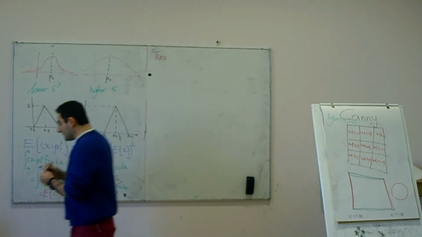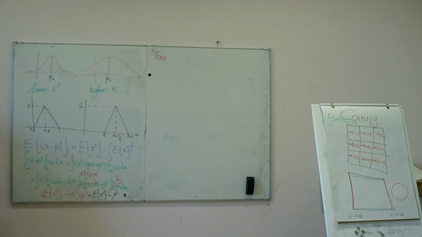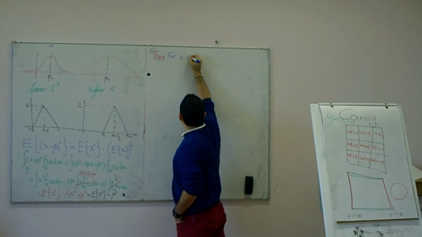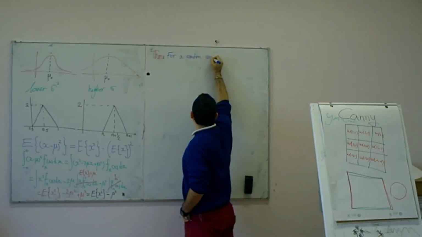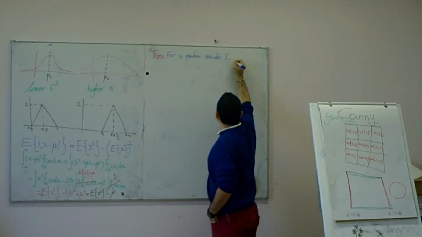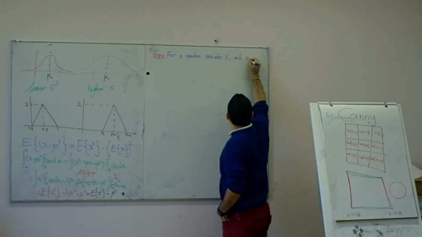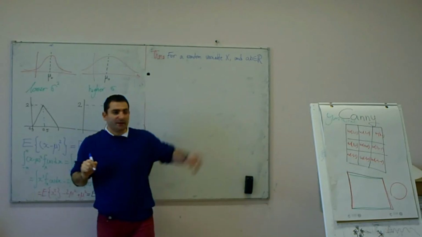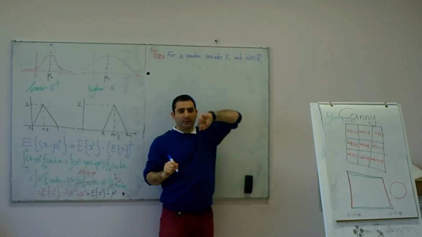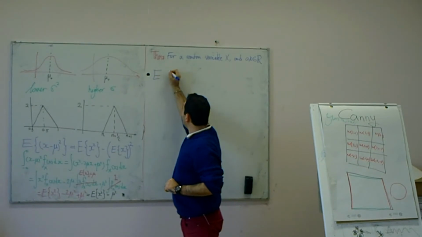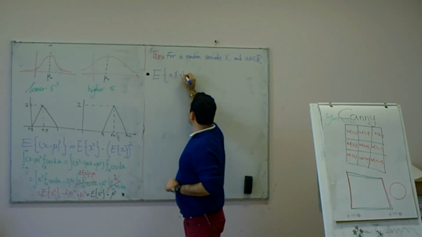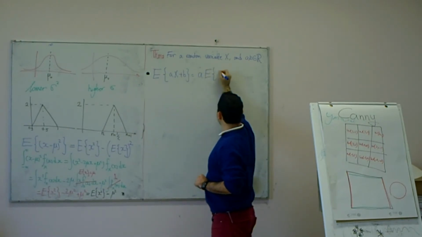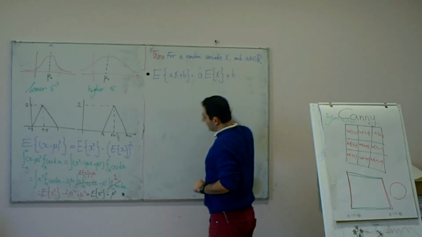So the theorem says, for a random variable X and a and b constants belonging to real numbers, then the expected value of aX plus b is equal to a multiplied by the expected value of X plus b.